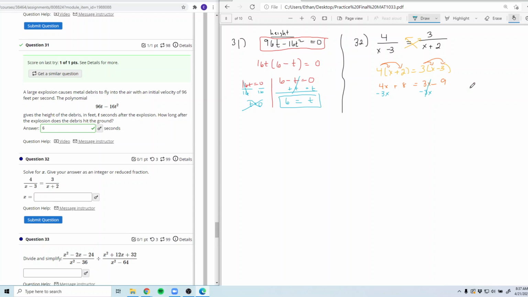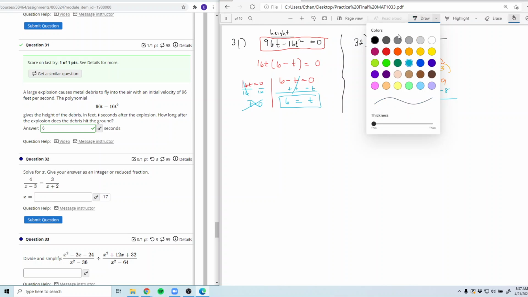We also want to get that 8 away. We can subtract the 8 from each side. And we get 4x minus 3x is just x. And then negative 9 minus 8 is negative 17. Let's just see that. There we go. X is negative 17.